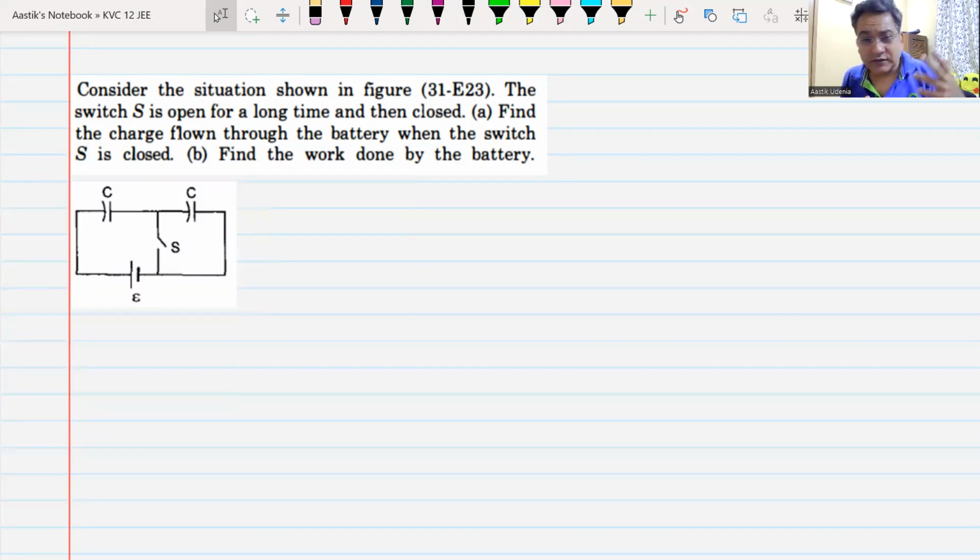What is the work done by the battery? Can you find out the work done by the battery? If you know the charge flown, you multiply it by V. Do you understand how to find out work done by the battery? So the only question is to find out the charge which has flown.